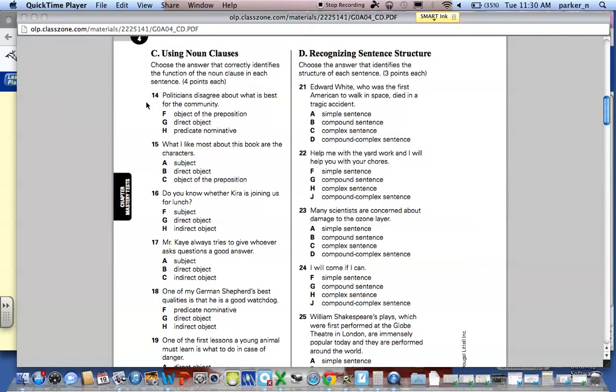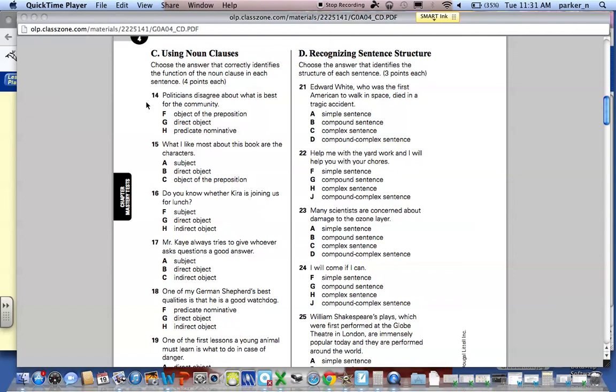21, I see one of those introductory words, who. Who was the first American to walk in space? That tells me there's a subordinate clause. I do not see a compound clause, compound independent clause, so this is complex. I've got one independent clause and one subordinate clause. Complex sentence.